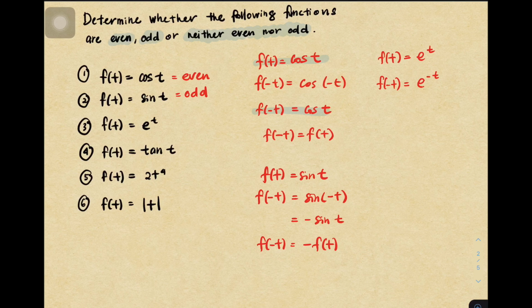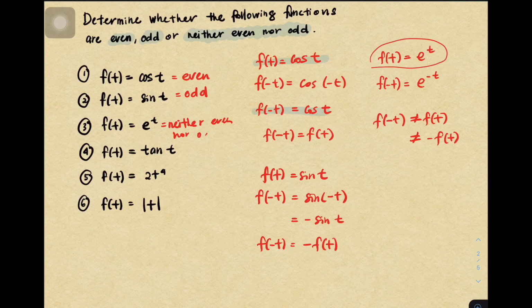Your f(-t) is not equal to your f(t), and also not equal to negative f(t). Therefore, your function f(t) equal to e^t is neither even nor odd. Neither even nor odd. Okay. Let's see the fourth function here, we have f(t) equal to tan t.